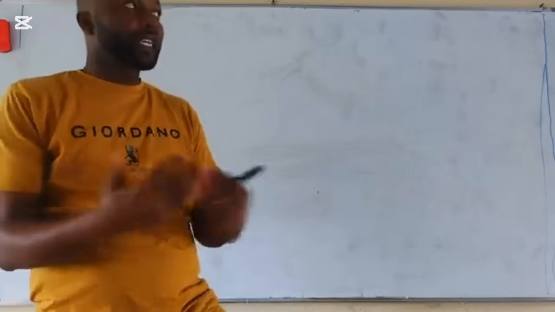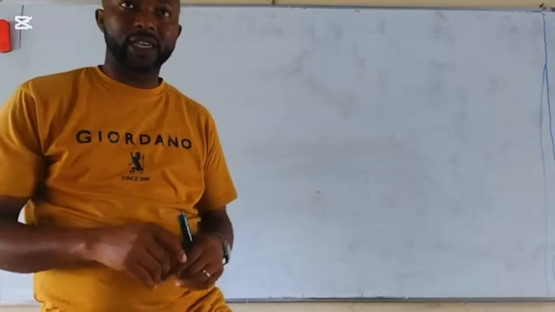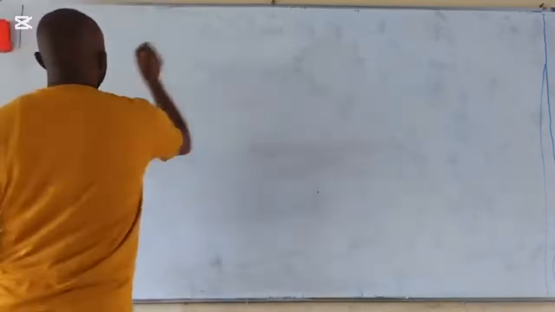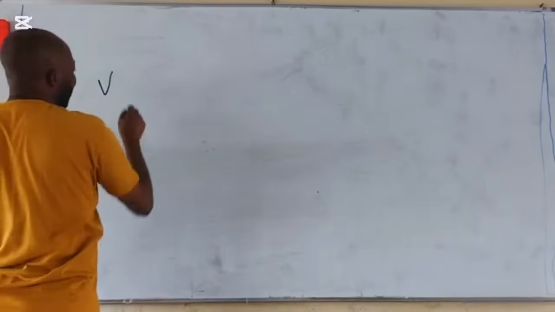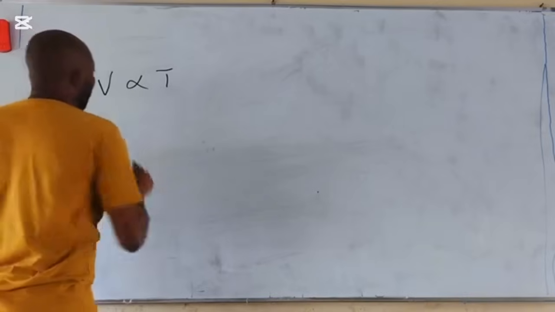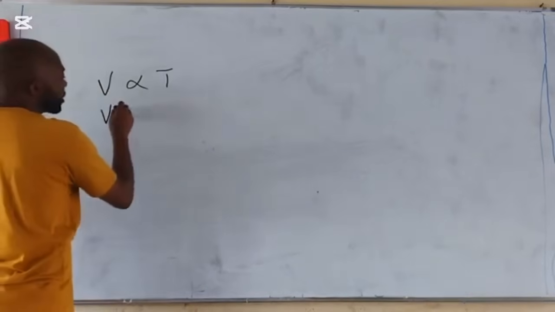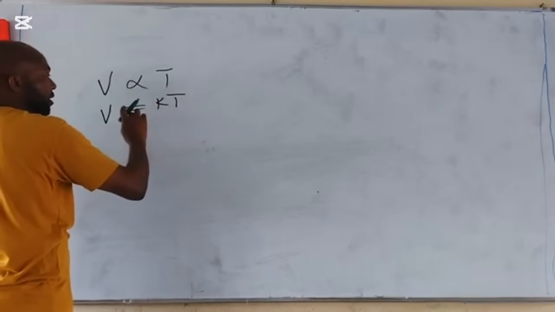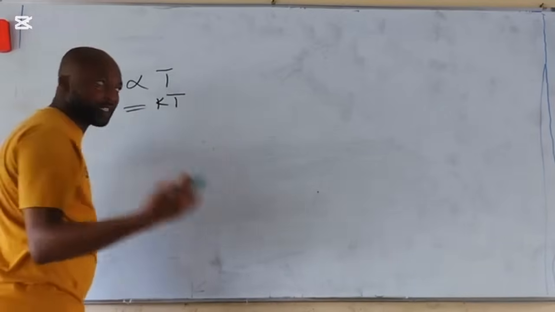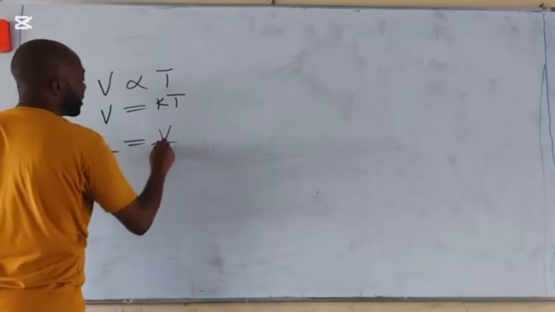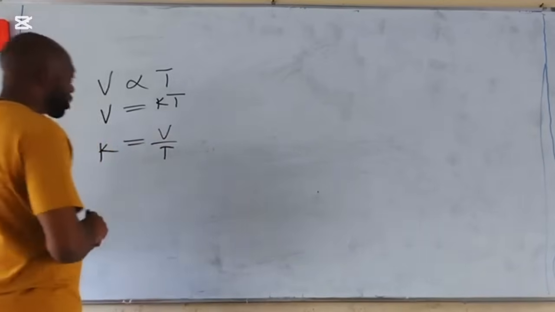So, in that case, let's look at it mathematically, then we see what we have. The volume of a given mass of gas is directly proportional to its temperature in Kelvin, which means V is equal to KT. This is the mathematical constant. If I make my constant the subject, I will have K is equal to V over T.